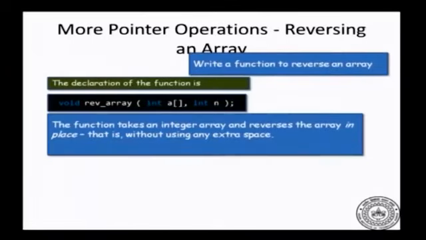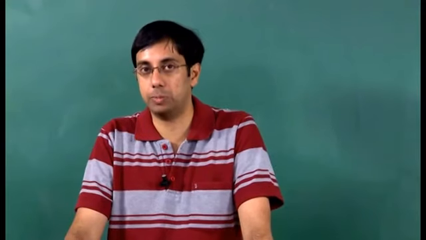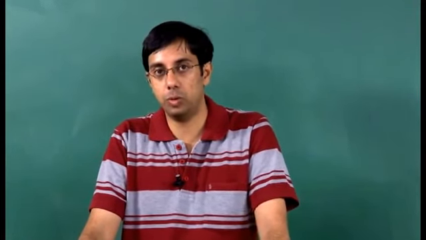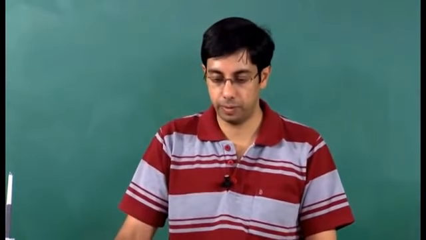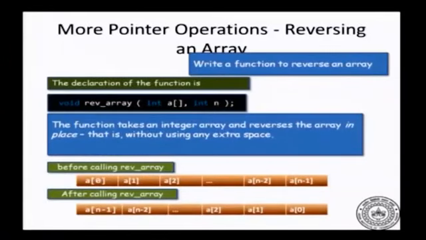Okay. Now, let us try to do it slightly more cleverly. We want to take an integer array and reverse the array in place. That means essentially using no extra space. So, do not use an extra array in order to reverse it within A itself. The array before calling reverse array will look like A0 up to A n minus 1, and after calling reverse array it should look like A n minus 1, A n minus 2, etc. up to A0, and in doing that we should not use an extra array.